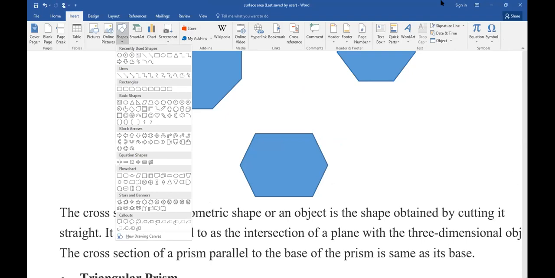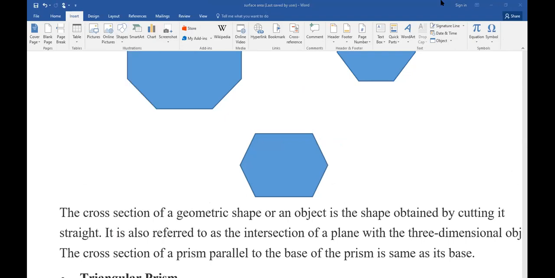Someone is making noise. I've muted them. So I wanted to insert a shape here.